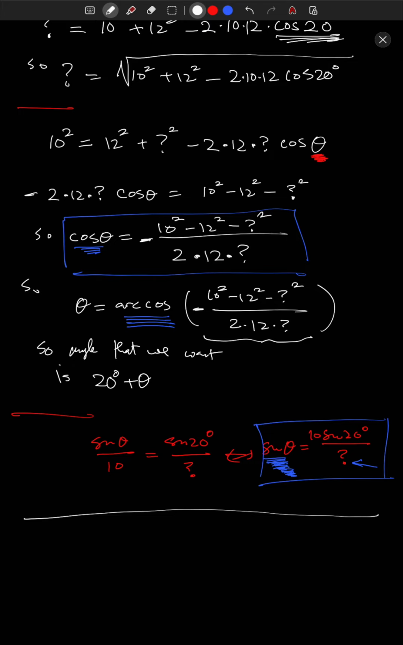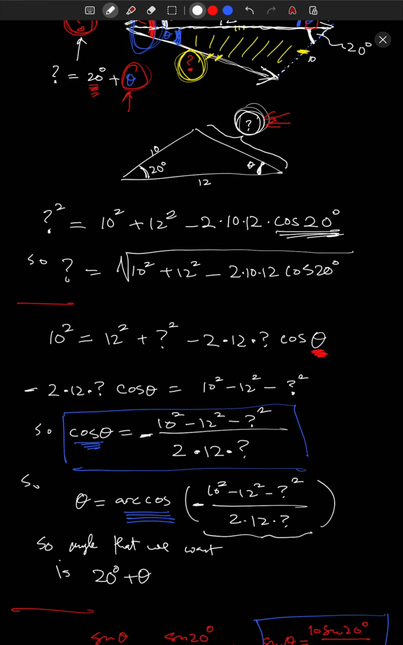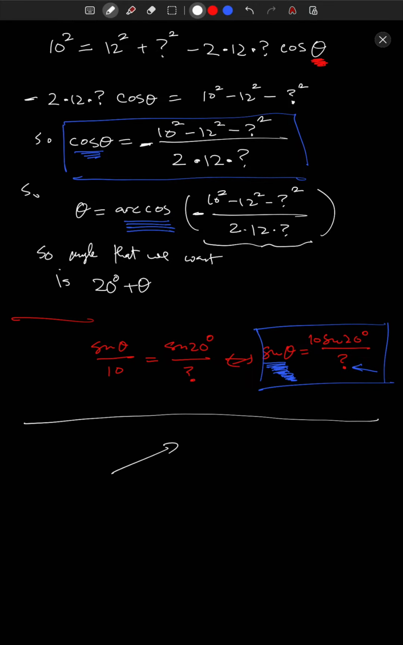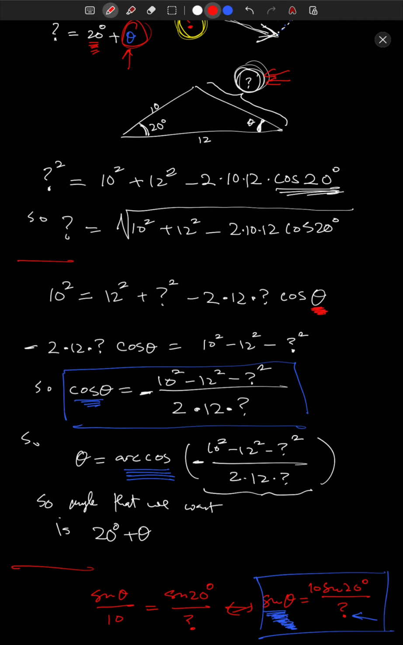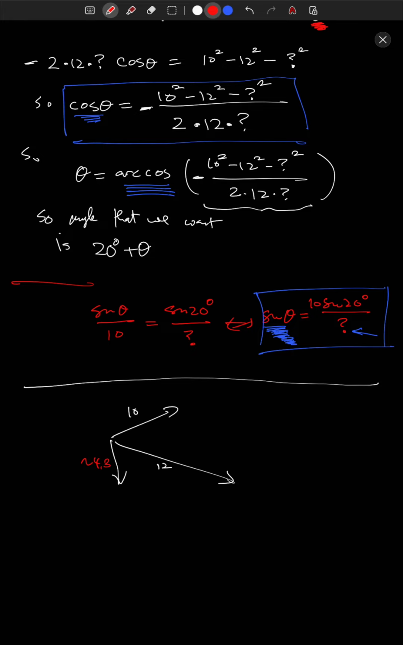In any case, I should probably just give you the answers as numbers also. So it turns out that if you actually plug these into a calculator, let me draw the picture again. So this was 10, this was 12. The length of this second vector, if we plug this guy into a calculator, we're going to get roughly 4.3. And the angle that we found is going to be something like 52.7 degrees. And so the full angle that we're actually looking for is that plus 20 degrees, so 72.7 degrees. Okay.